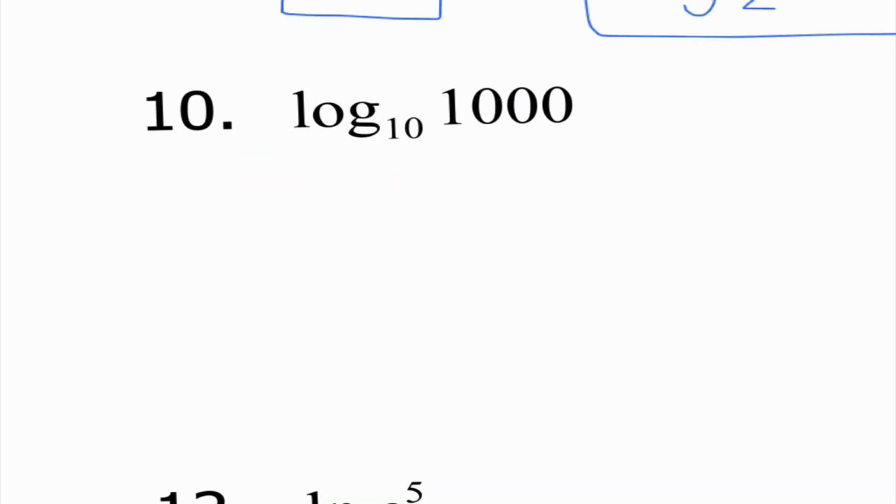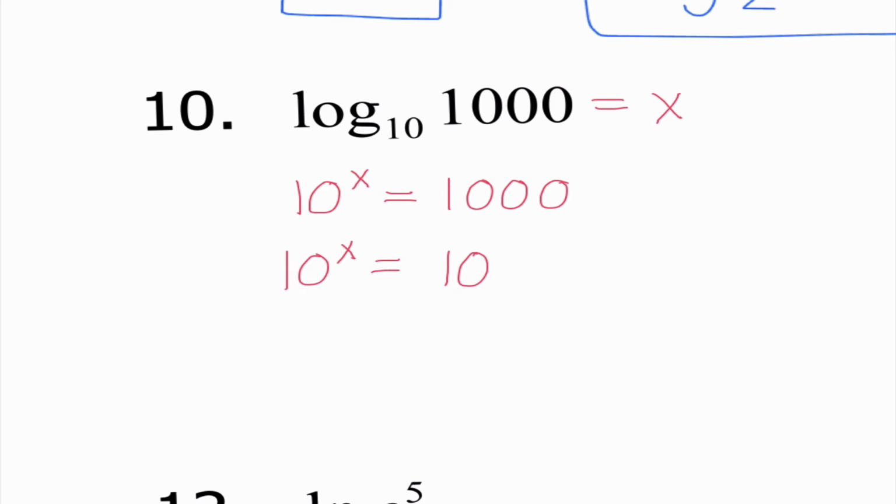Now looking at number 10, if we were allowed to use our calculator, this would be a glorious problem because we know log base 10 is just log. That's our common logarithm. But we're rule followers, so we're going to stick to the rules here and change this into exponential form. So I get 10 to the x power equals 1,000. I'm going to see how can I write 1,000 in terms of 10 to a power, and that is 10 cubed. So I get x is equal to 3.